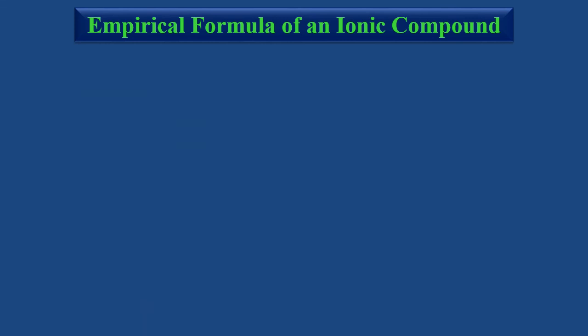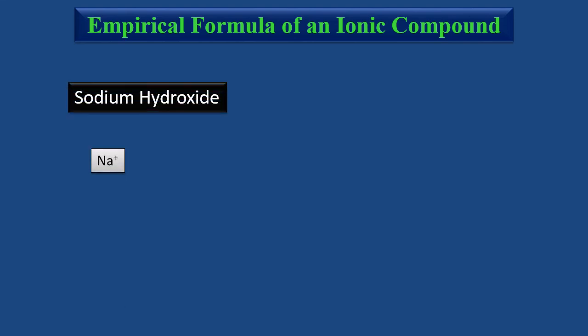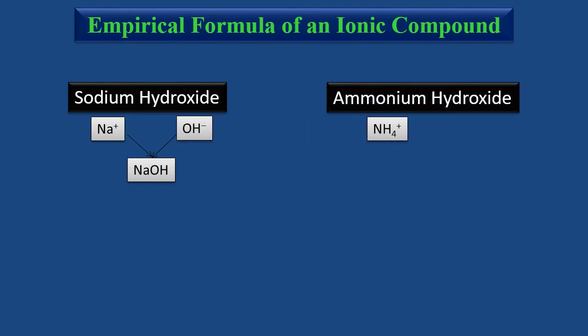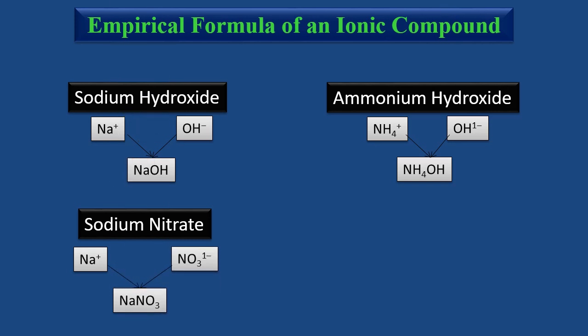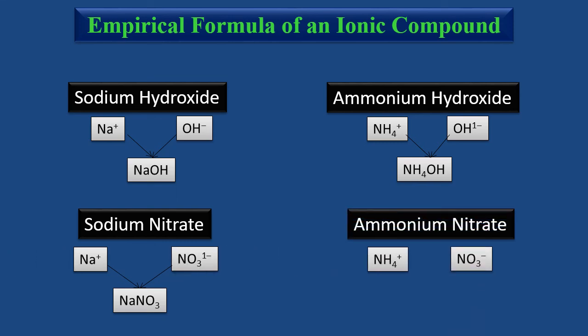that is ammonium sulfate. Next we have sodium hydroxide, Na+, OH-. So NaOH is its formula. And ammonium hydroxide, NH4+, OH-. NH4OH is the empirical formula of ammonium hydroxide. Next is sodium nitrate, Na+, NO3-. So NaNO3 is the empirical formula of sodium nitrate. And ammonium nitrate is likewise NH4NO3.